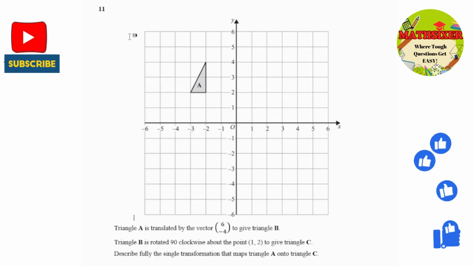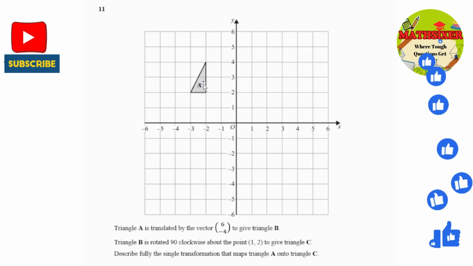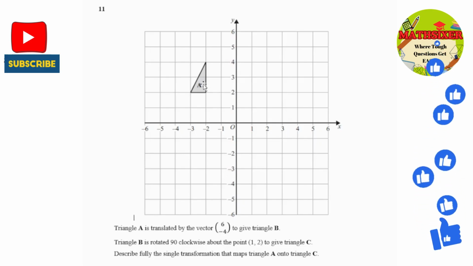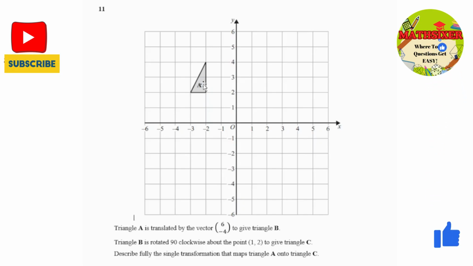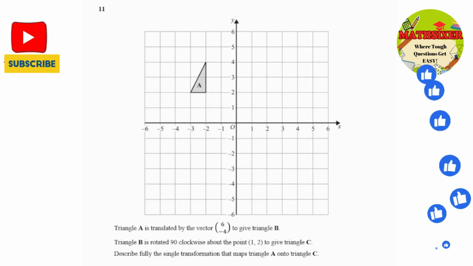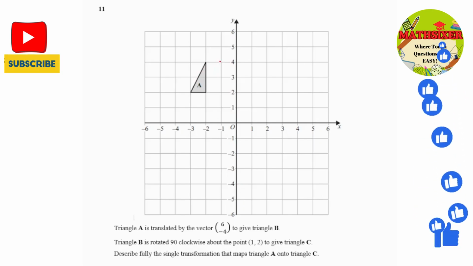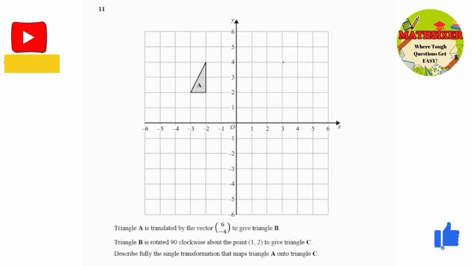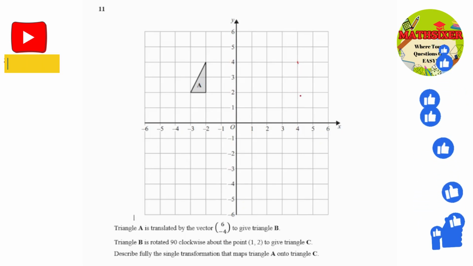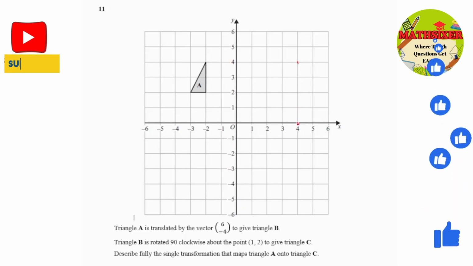Let's see question number 11. It says triangle A is translated by the vector (6, -4) to give triangle B. So simply what we're going to do over here, we're just going to look at this one. We're going to move this point 6 points to the right: 1, 2, 3, 4, 5, 6. And we need to do 4 points down from this point: 1, 2, 3, 4. So this is our first point.